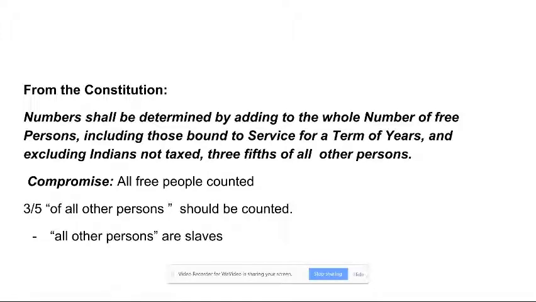You can see that compromise in the Constitution where it reads, numbers shall be determined by adding the whole number of free persons, including those bound to service for a term of years, and excluding Indians not taxed, 3/5 of all other persons. Those other persons are slaves. Therefore, the compromise was that all free people would be counted and 3/5 of slaves would be counted.